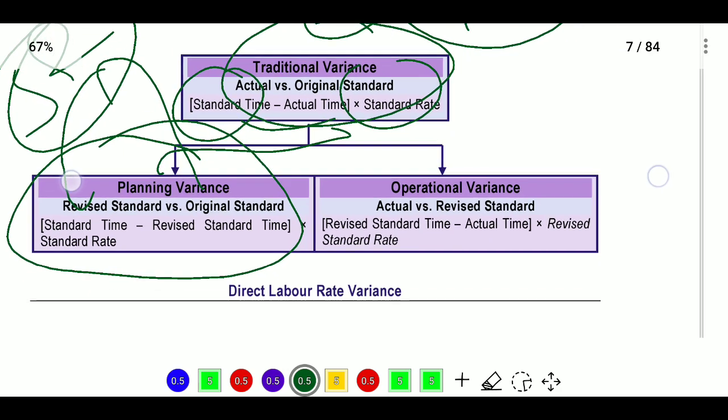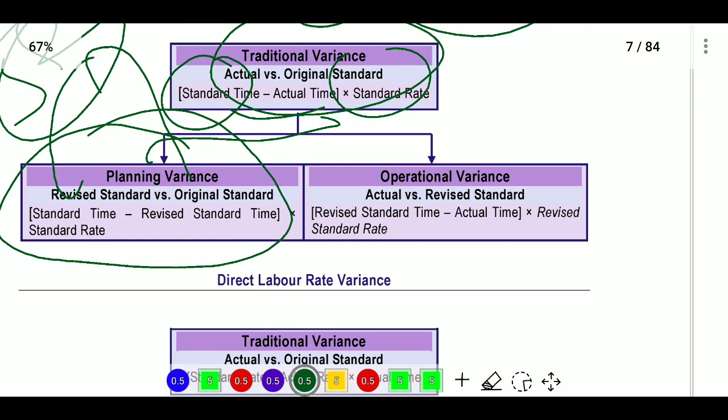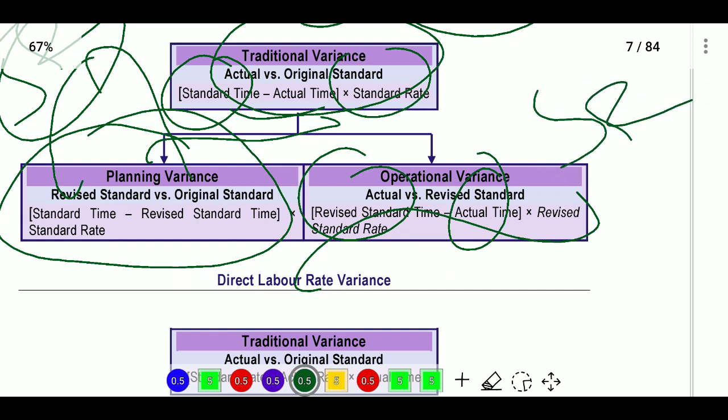Next, operational variance. Operational variance means actual versus revised, which arises first when doing the operation. We will start the operations, so we revise the standards: revised standard time minus, next, the actual time, into the standard rate. Price means always standard we will take. Quantity means always actual we will take.